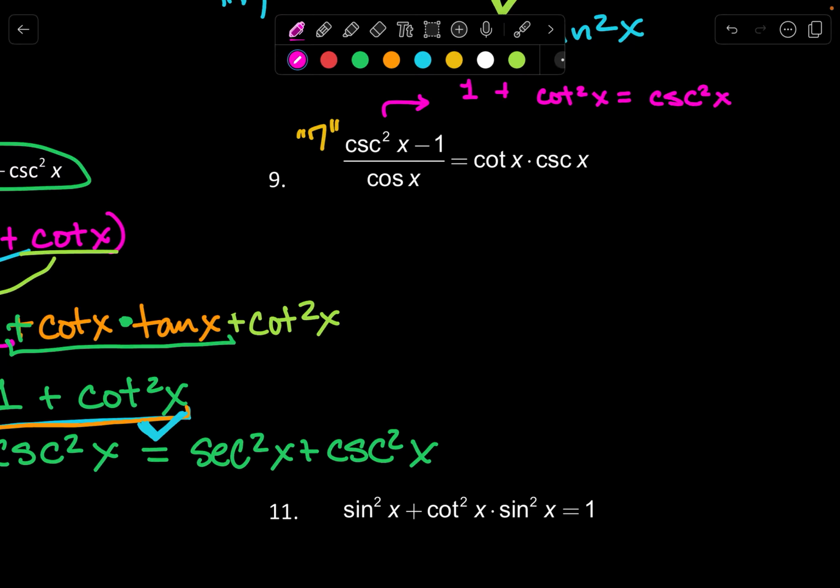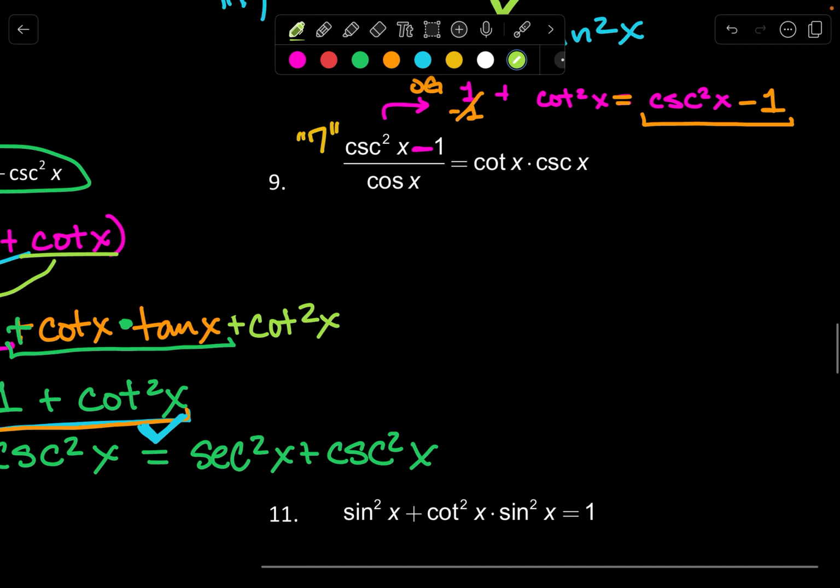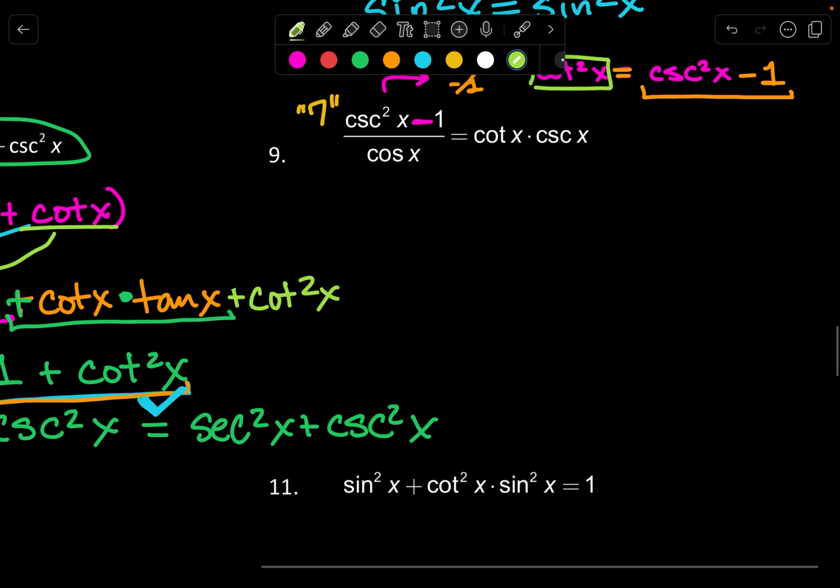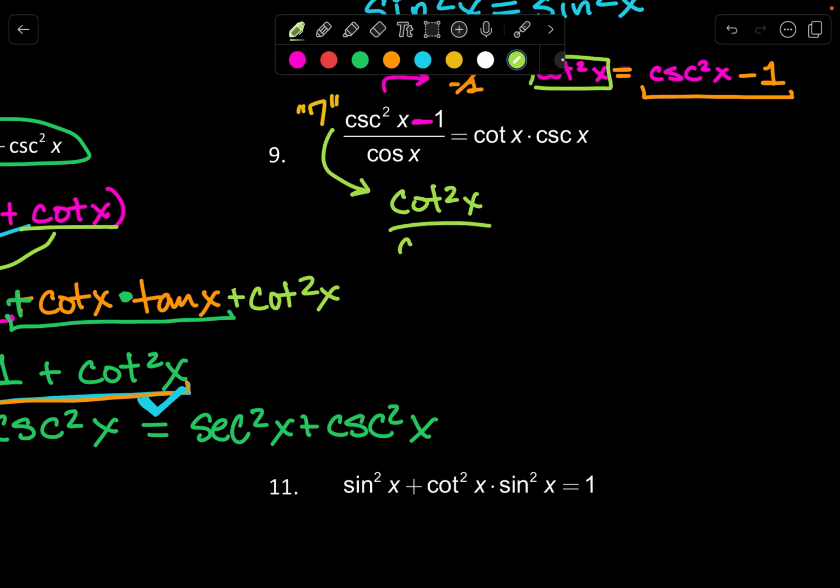Now, this says cosecant minus 1. So if you take this original and you subtract 1, now I've got cosecant squared x minus 1, and it equals cotangent squared x. So what this means is I can rewrite this as cotangent squared x over cosine x. And I'm trying to prove that this equals cotangent x times cosecant x.